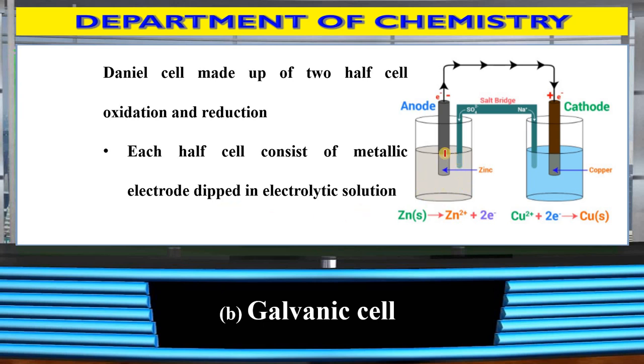Each half cell consists of a metallic electrode dipped in an electrolytic solution. The first half cell contains an electrolytic solution of zinc sulfate, and the second half cell contains an electrolytic solution of copper sulfate. In zinc sulfate we dip the anode electrode, and in copper sulfate we dip the cathode electrode. The cathode is made of copper, so a copper rod is inserted in the copper sulfate solution and a zinc rod is inserted into the zinc sulfate solution. These two rods are connected through a wire, and the two electrolytic solutions are connected through the salt bridge.